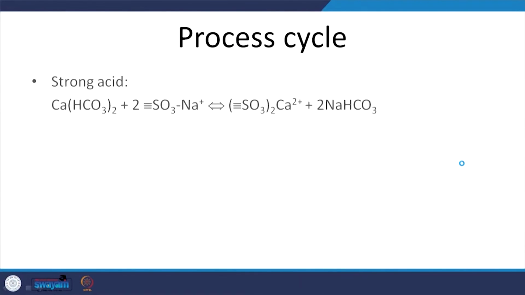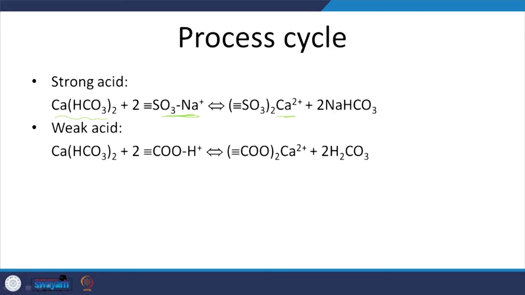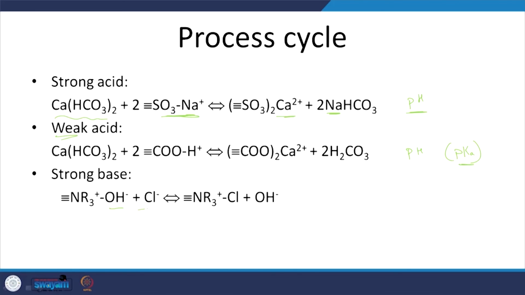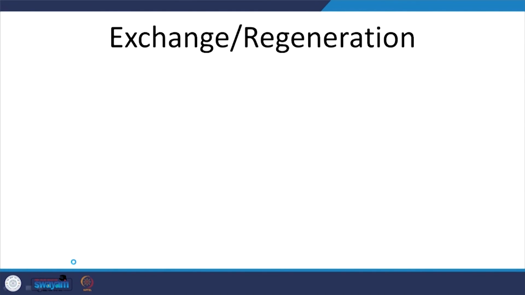Let us move on. So strong acid resin, that is what we have, and it exchanges calcium with sodium, that is what we see out here. Weak acid too, but here there is a relatively limited operational range of pH. Why? Because it is weak acid and we have to look at the operational range based on the pKa. So strong base, OH minus, Cl minus exchange, and weak base as well. You can have different kinds of weak base, it is kind of an exchange here.